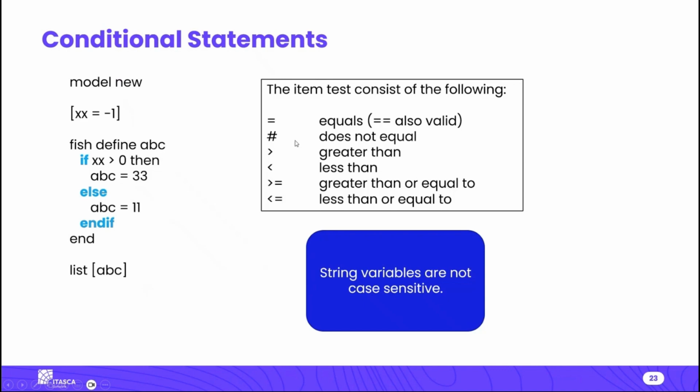The comparison operators should almost be all familiar to you. Equals, greater than, less than, greater than or equal to, less than or equal to. The only one that might be a little bit unusual is this hash symbol, which means not equal to. In other programming languages, they sometimes use an exclamation point, equals. In fish, we just use a hash. That's what if statements look like.